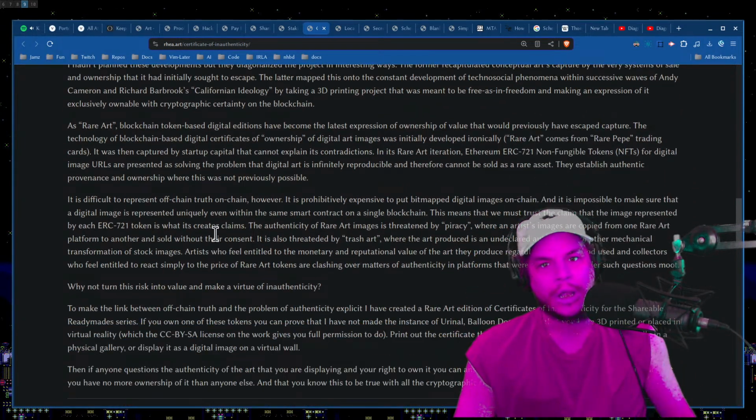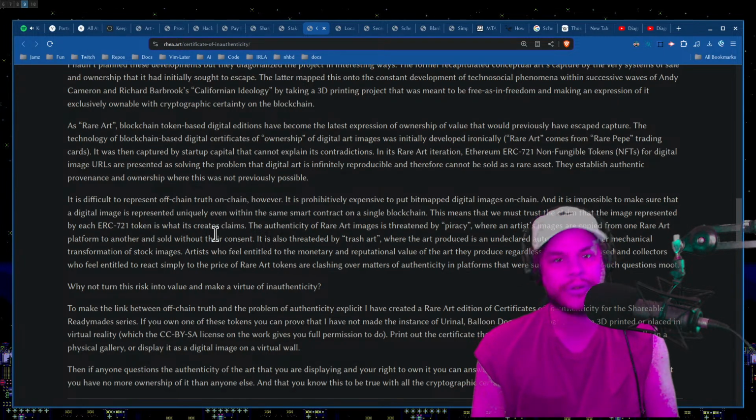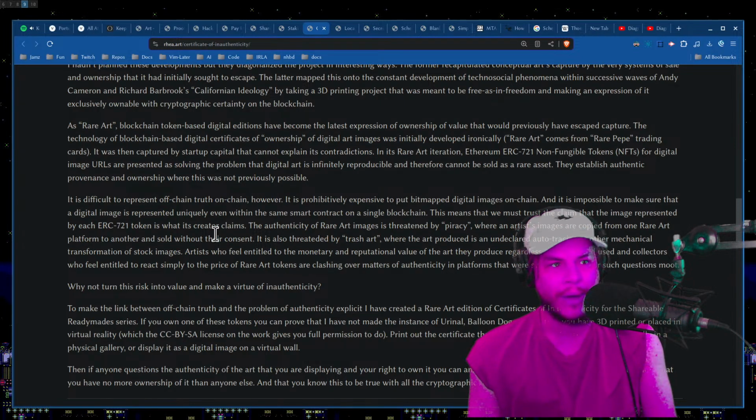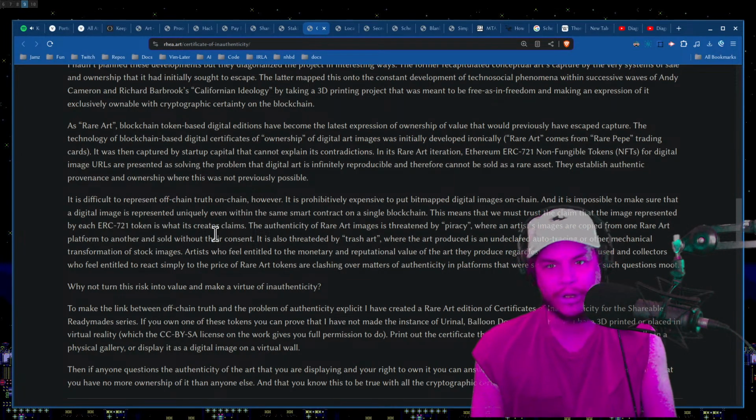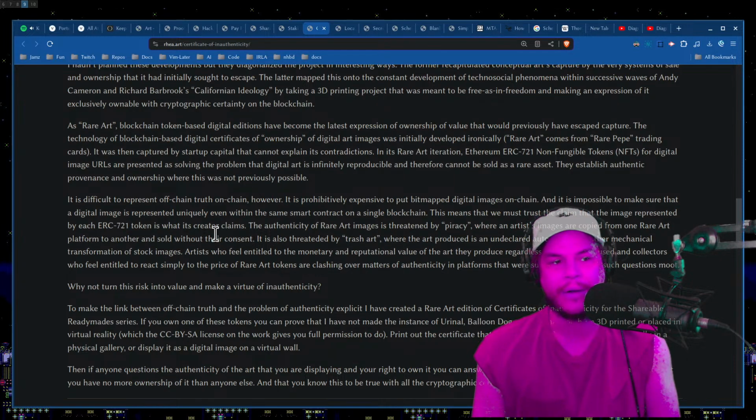As rare art, blockchain token-based digital editions have become the latest expression of ownership value that had previously escaped culture. The technology of blockchain-based digital certificates of ownership of digital art was initially developed, ironically, as rare art, from Rare Pepes trading cards. It was then captured by startup capital that cannot explain its contradictions. In its rare art iteration, Ethereum ERC-721 non-fungible tokens for digital image URLs are presented as solving the problem that digital art is infinitely reproducible and therefore cannot be sold as a rare asset. They establish authentic provenance and ownership that was not previously possible.